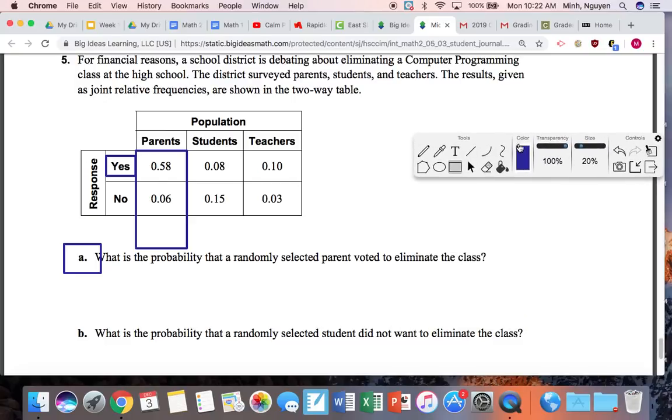What is the probability the randomly selected student did not want to eliminate the class? Now this is saying randomly selected student, so you should be looking at this total as a whole 100%. I'll just do one for an example. What is the probability the randomly selected student did not want to eliminate? So no elimination, 0.15 out of all students, over 0.23. And then you find a decimal there and turn it into a percent.